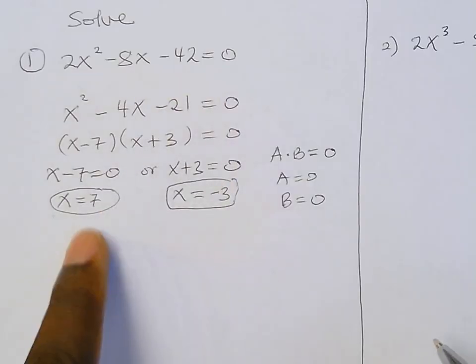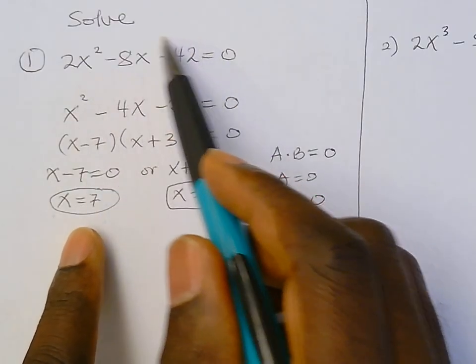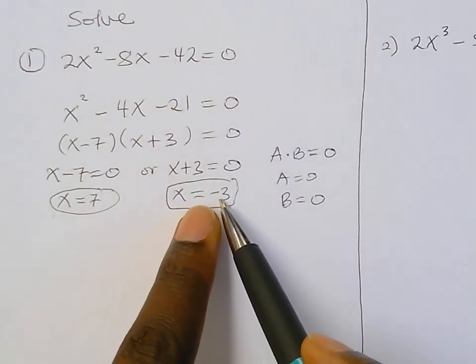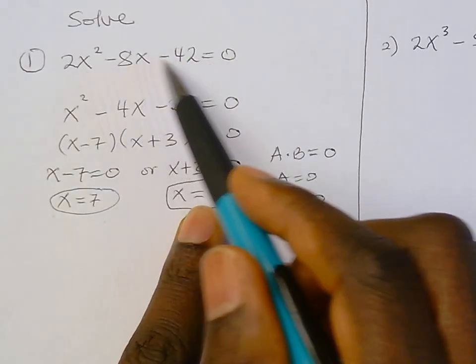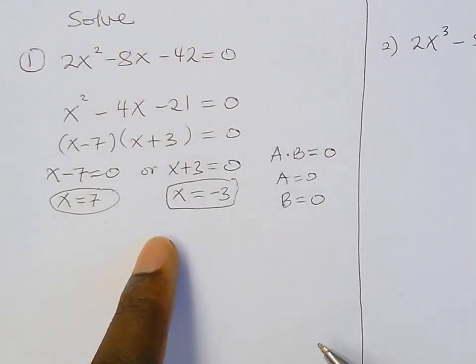So these are the zeros of this equation, or the solutions of the equation 2x squared minus 8x minus 42. This means that if I plug in 7 for x, this whole expression will be equal to 0. Likewise, if I plug in negative 3 for x, then this whole left-hand side will be equal to 0.